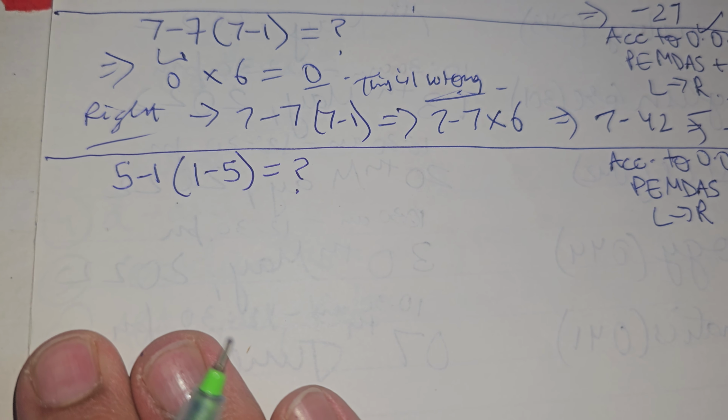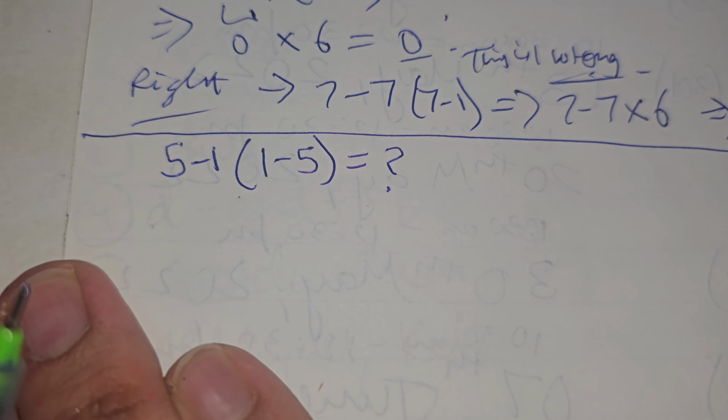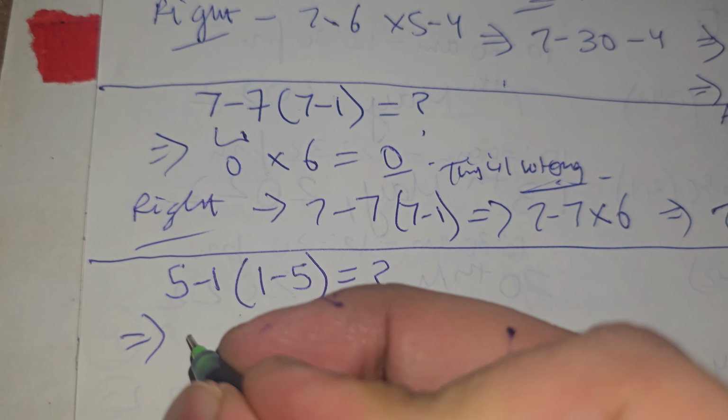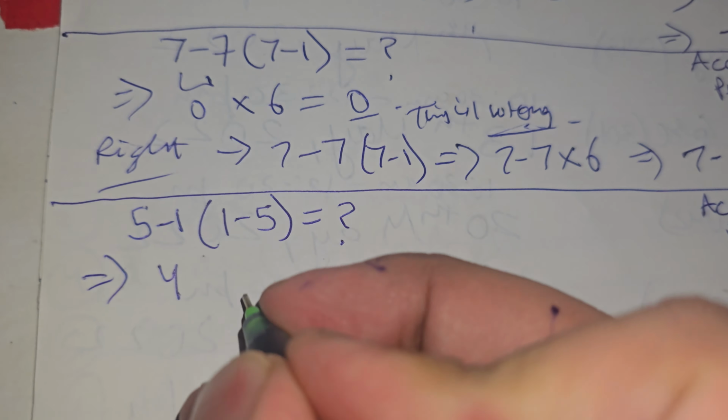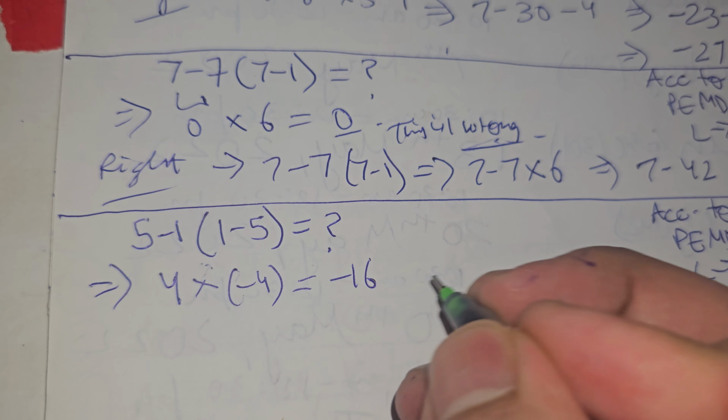Can you find the mistake before everyone else? So in the question 5 minus 1(1 minus 5), most of you guys solve it like this. 5 minus 1 equals 4. Then you solve the bracket, minus 4. And most of you guys got the answer minus 16.